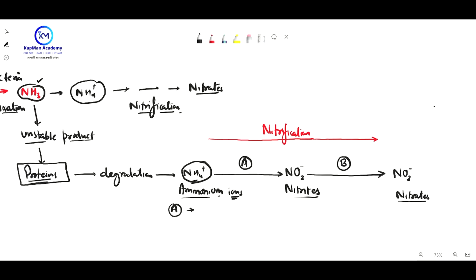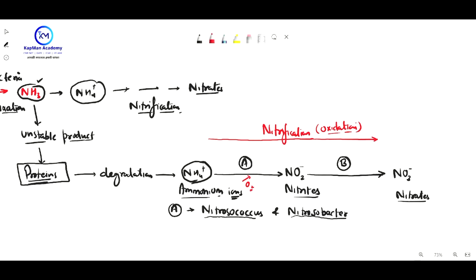In step A, the bacteria which are involved are called Nitrosococcus and Nitrosobacter. These two bacteria convert the ammonium ion into nitrites. So can you say this is an oxidation process which requires oxygen? Yes, this is an oxidizing process. Nitrification is an oxidation process. Oxidation of what? Oxidation of the ammonium ion.